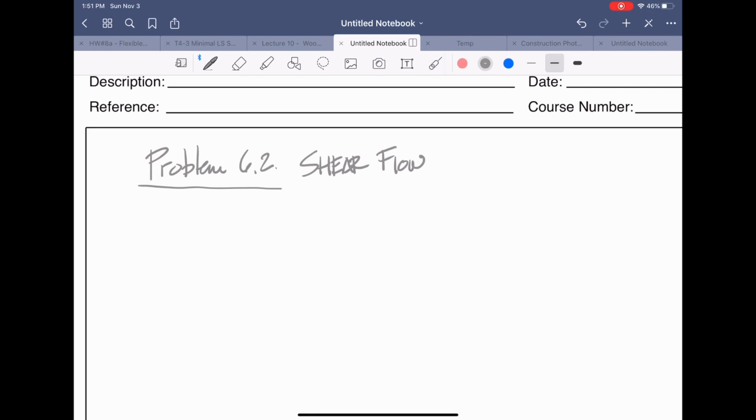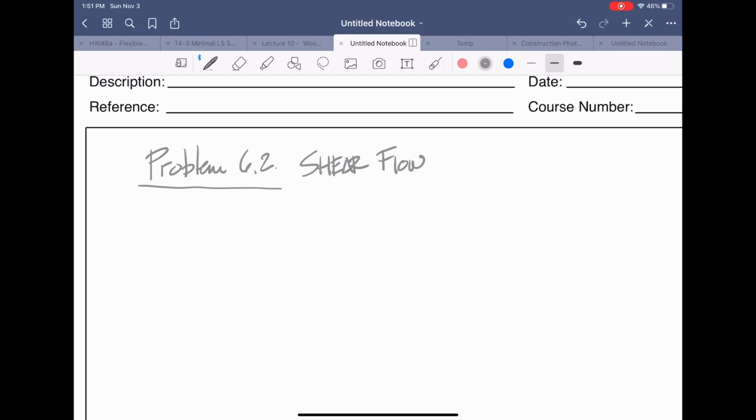Now, there's a difference between shear flow and shear stress. Shear flow is how much stress is flowing through a connection, and shear stress is how much stress the material feels at that specific location, which would be a different problem.